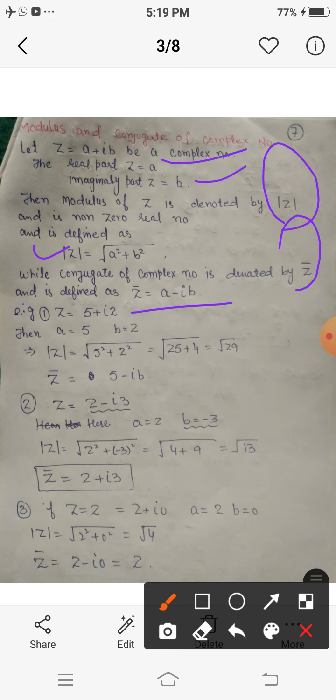Like if we consider z equals 5 plus iota 2, its real part is a, imaginary part is b, mod z equals root of 5 square plus 2 square, which is simply root 29, while its conjugate, that is z bar, is 5 minus iota 2.